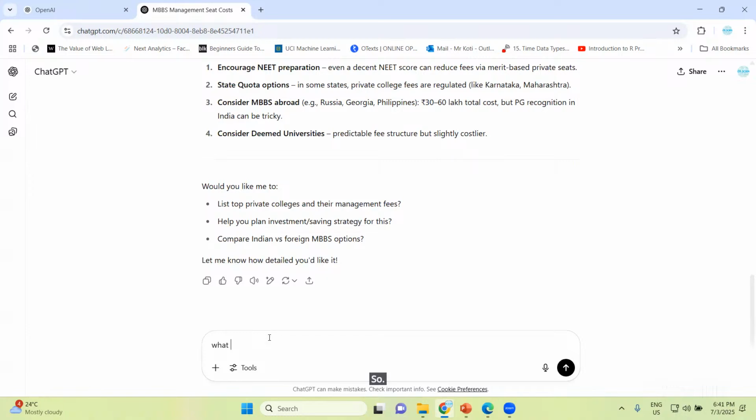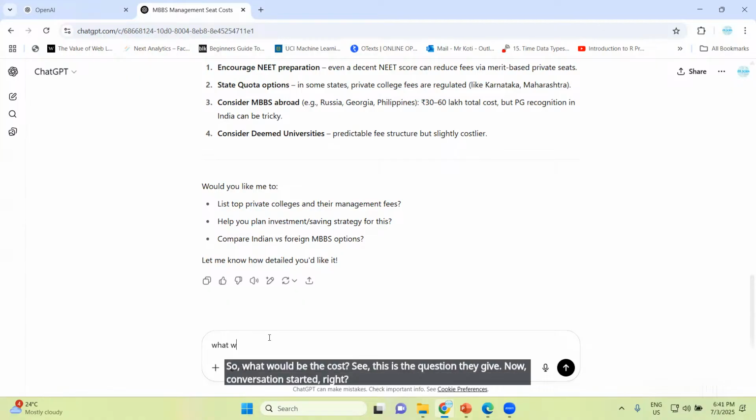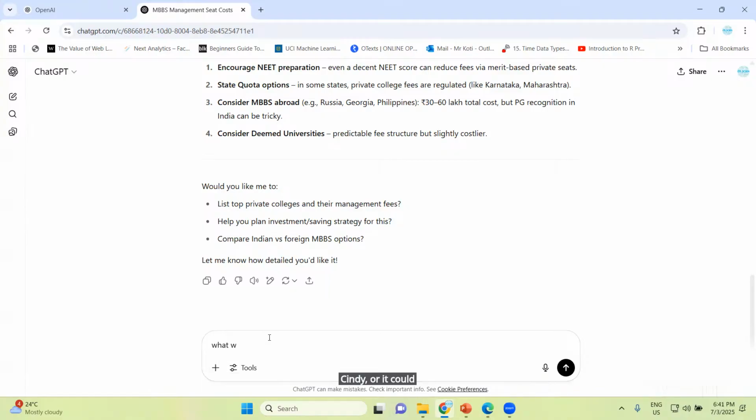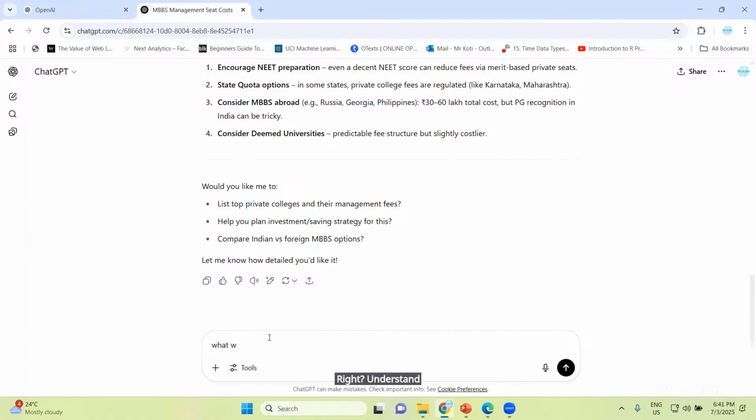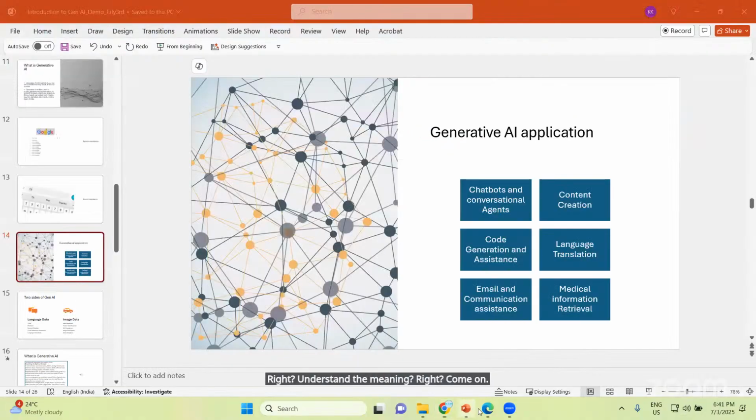So what would be the cost? See, this is the question they give. Now the conversation started, right? They give responses. This is called a conversational start. Whatever your doubt, it could be a silly doubt also, ask ChatGPT, it will give an answer. Right. So if you don't know where to invest, ask it, but don't blindly believe ChatGPT. Don't trust ChatGPT blindly, but apply your common sense on top of that. Whatever information it is giving may not be accurate. Right? This is an example of conversational agents. Understand the meaning? Come on, guys. Are you clear about this?